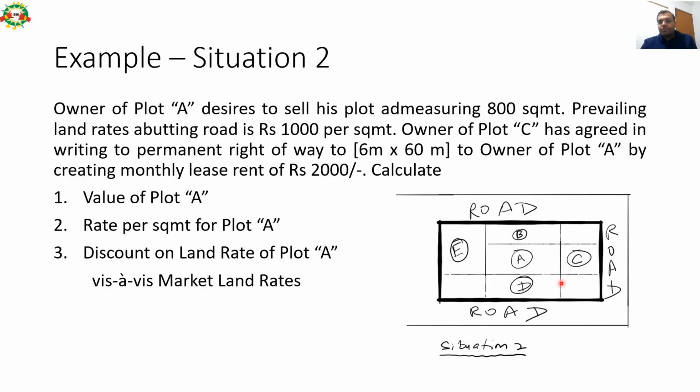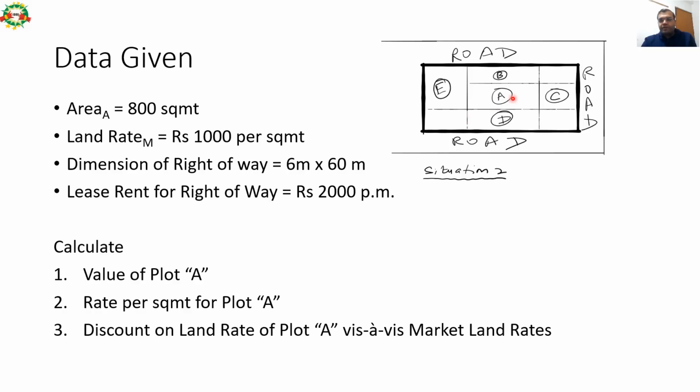The right of way is 6 meter wide and 60 meter long, from this main road to plot A, on a monthly lease rent of 2000 rupees per month. So calculate the value of plot A, the rate per square meter of plot A, and the discount on the land rate of plot A vis-a-vis the market. So the data given: the area of plot A, the land rate for the overall market, the dimensions of the right of way from plot C, and the monthly lease rent for plot C. The value of plot A, the land rate for plot A, and the discount on the land rate vis-a-vis the market are to be calculated.